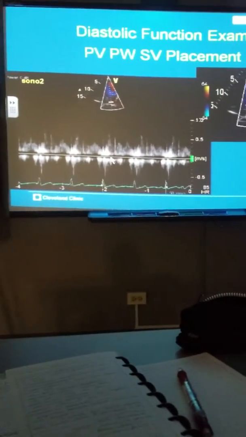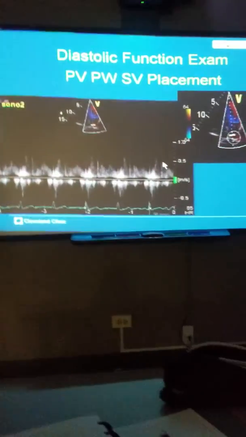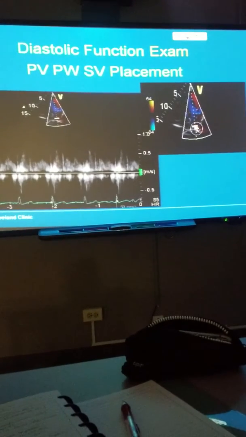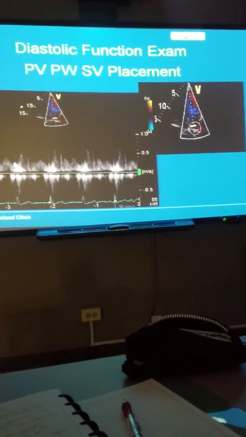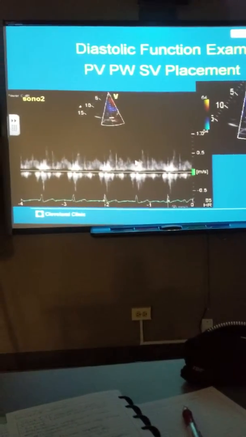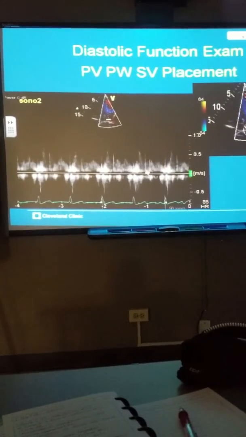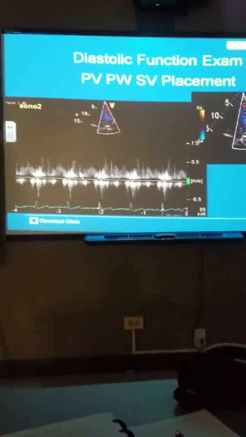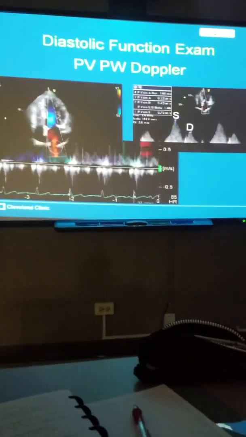But as you can see, this is not a real clear signal. So what's happening here is this is not placed enough into the pulmonary vein. So it's very hard to see the difference between systole and diastole here. It's a very shaggy looking spectral display.